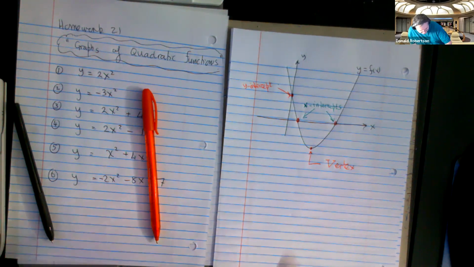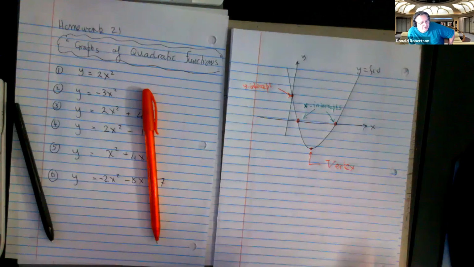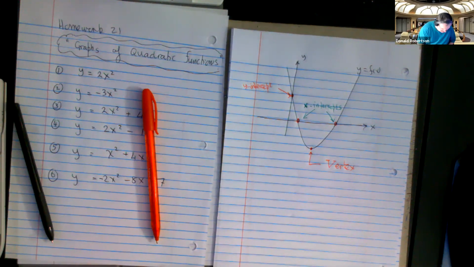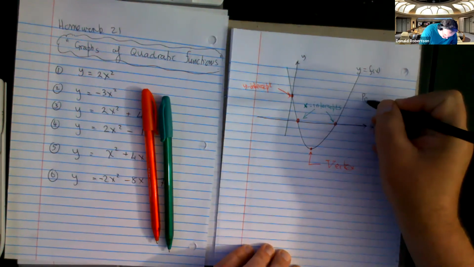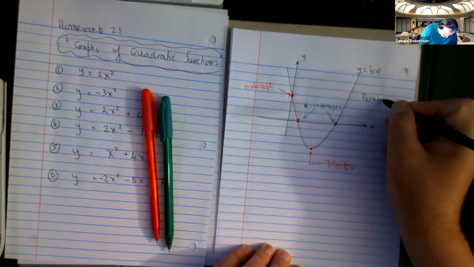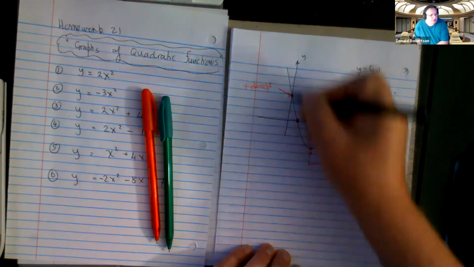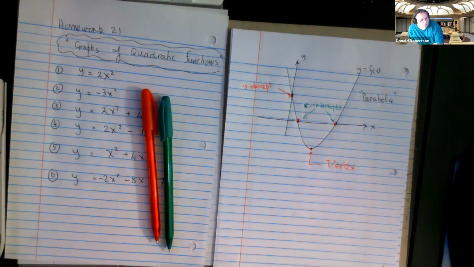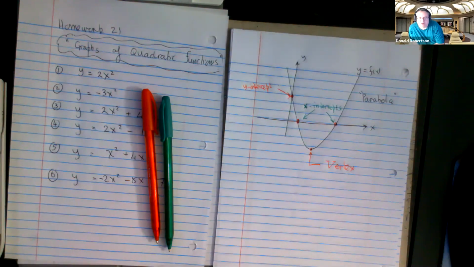Right. There is a name for the whole curve. Does anybody know what that curve is called? Starts with the letter P. That shape is called a parabola. So if you ever hear me saying the word parabola, I'm talking about a big U shape or the upside down version of it. So this is what a quadratic looks like.